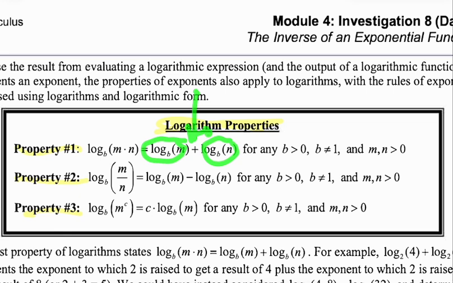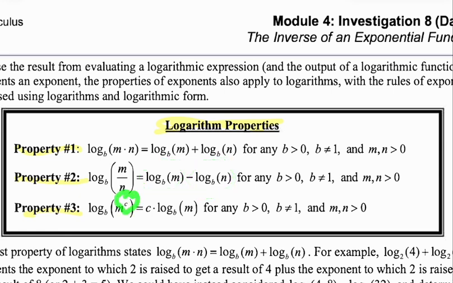Now, why does that multiplication inside become an addition outside? Well, it's because of our rules of powers. The answer to a logarithm is a power. If the bases are alike and we're multiplying, we add the exponents. So it's almost like we've added the powers. We know the rule for exponents is if the bases are alike and we're dividing, we subtract the exponents. So then it makes sense that it's the log of the top minus the log of the bottom. That's how we would expand that one.